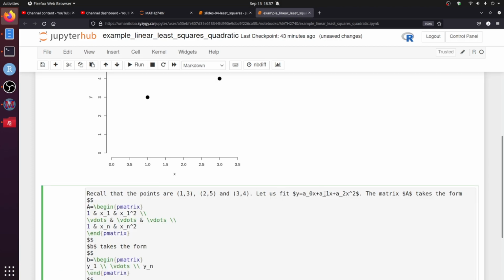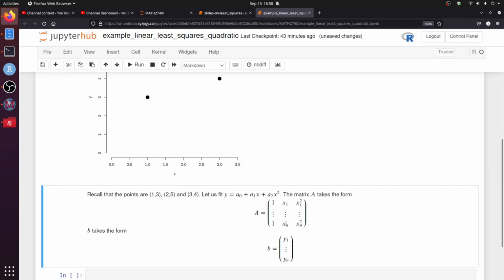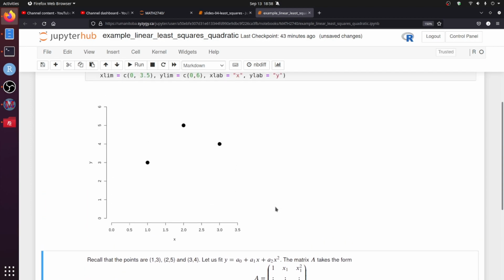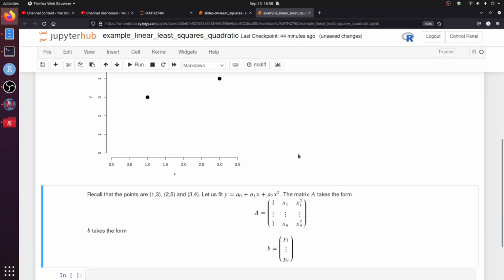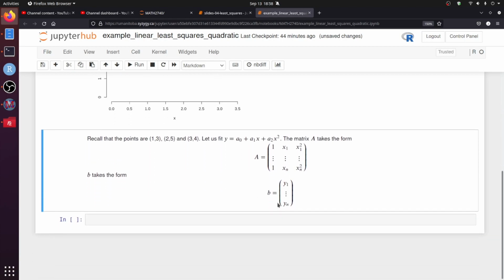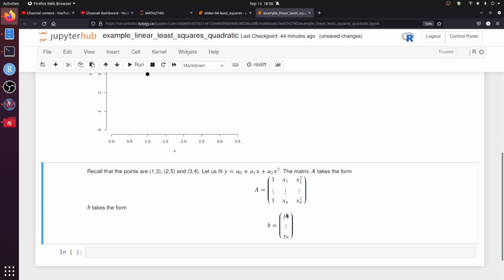The second column is the column with the values x1 to xn. So these are the coefficients in front of a1 here. And finally, the third column are the coefficients in front of a2, which are the x squared. So our matrix A is going to have 3 columns, and because there are 3 data points, 3 rows. B is the vector that contains the y values of the data points.